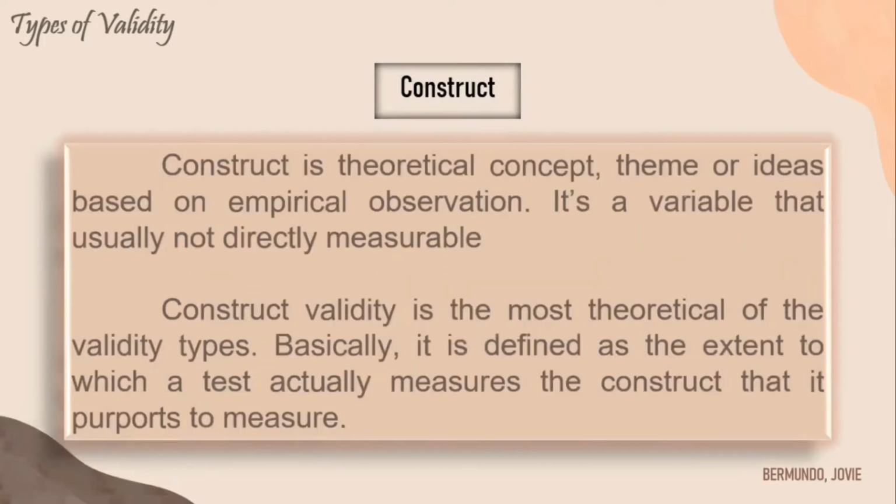The next one is construct validity. Construct validity is a theoretical concept, theme, or idea based on empirical observation. It is a variable that is usually not directly measurable. Construct validity is the most theoretical of the validity types. Basically, it is defined as the extent to which a test actually measures the construct that it purports to measure.